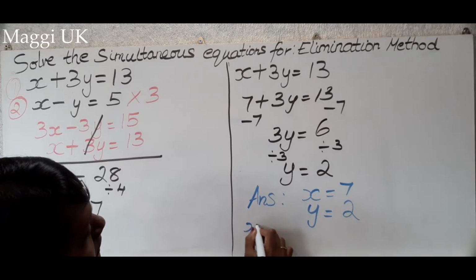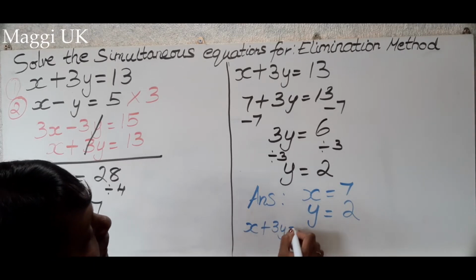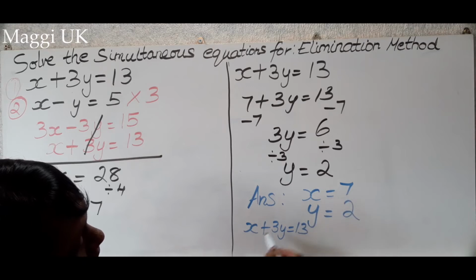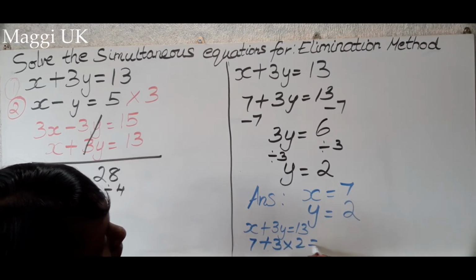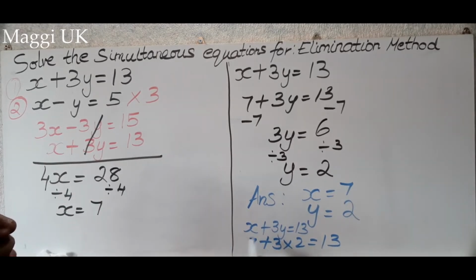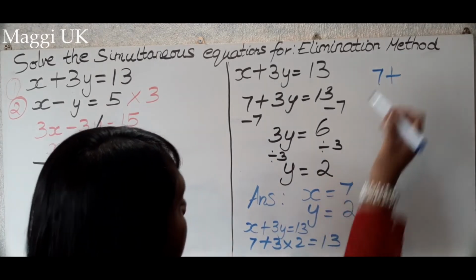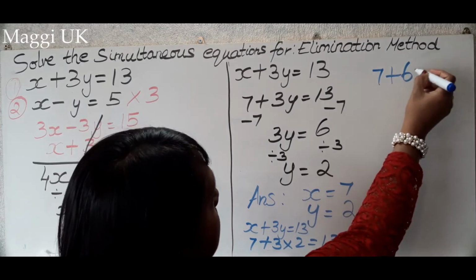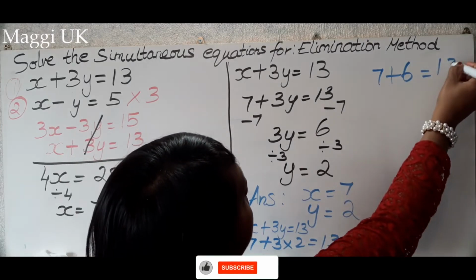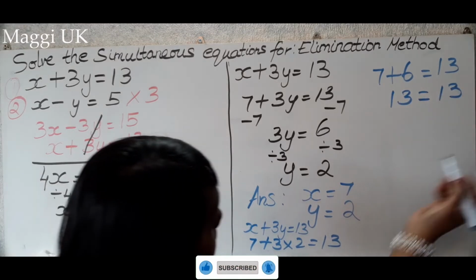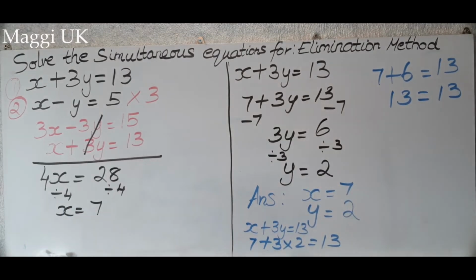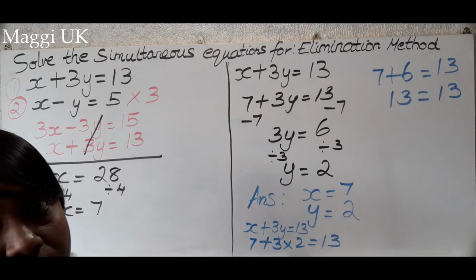If I take x plus 3y equals 13, I substitute x, which is 7, plus 3 times 2 equals 13. So that makes 7 plus 3 times 2, which is 6, equals 13. If you see, 7 add 6 will be 13, so it equals 13. That means whatever values we got for x and y, the answer is right. That's the way you can also check whether the answer you got for x and y is right or not.